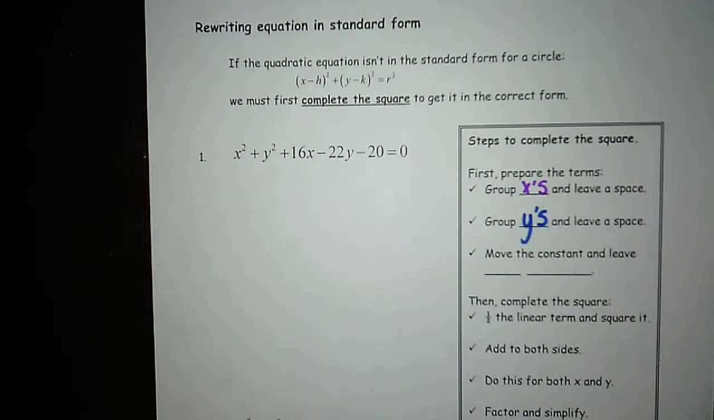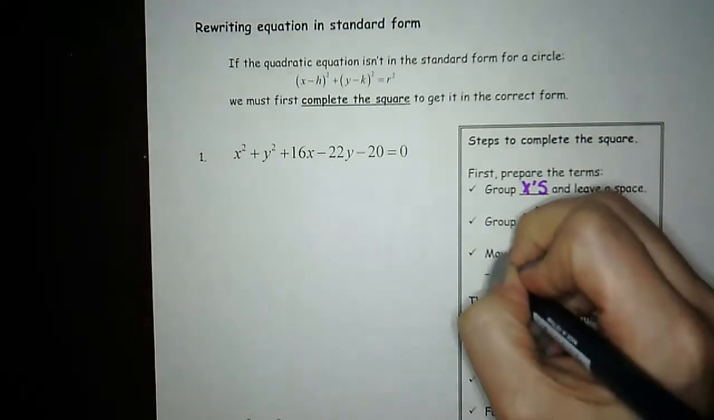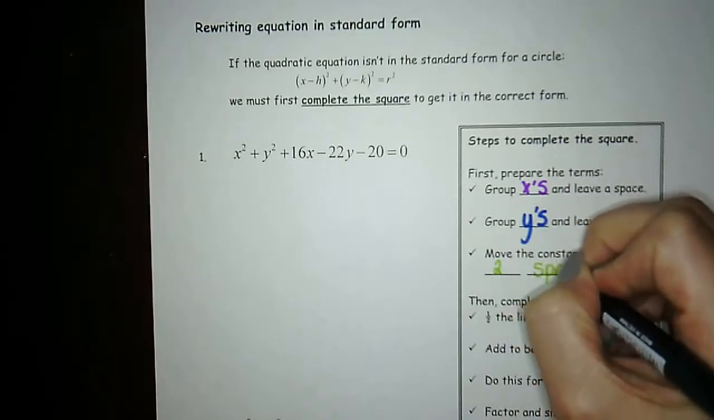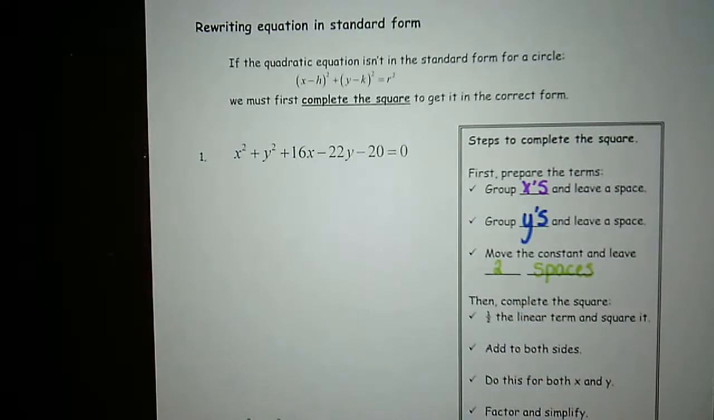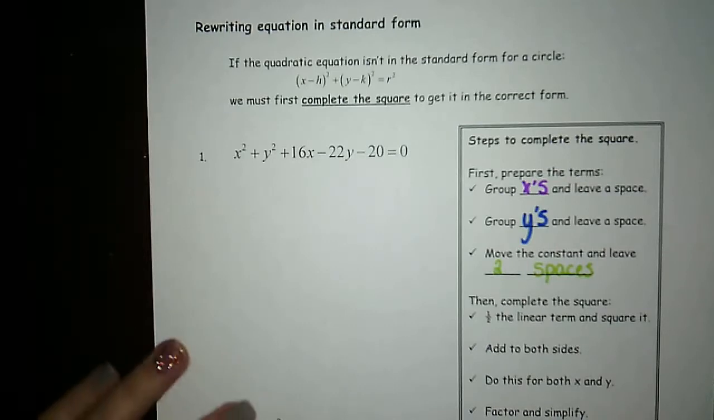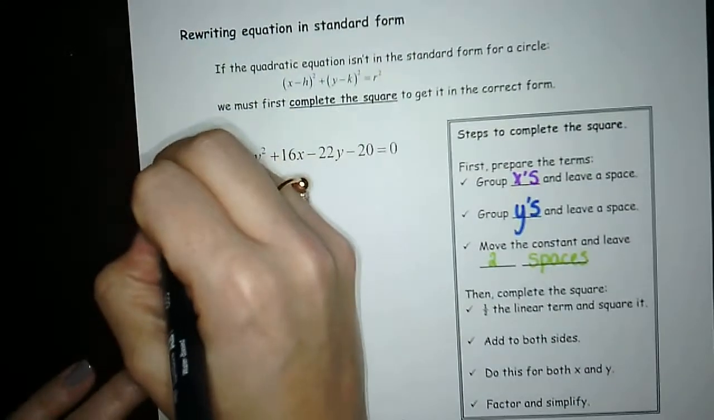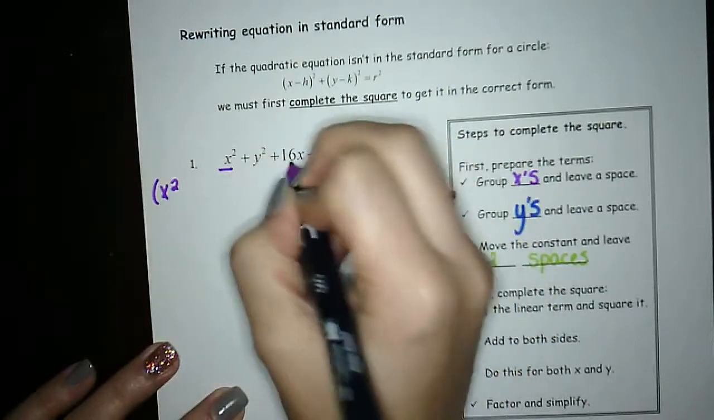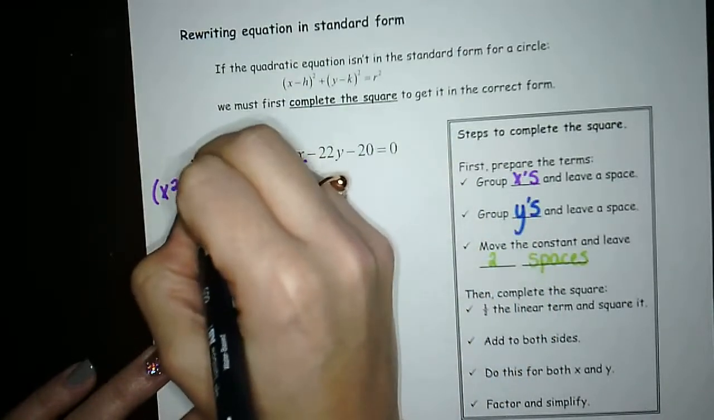You're going to move the constant and leave 2 spaces. I'm going to show you what this means. Some of you might recall this from last year. So we group our x's. So we have x squared plus 16x.